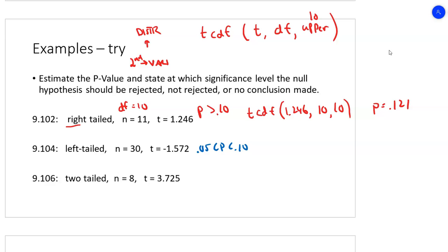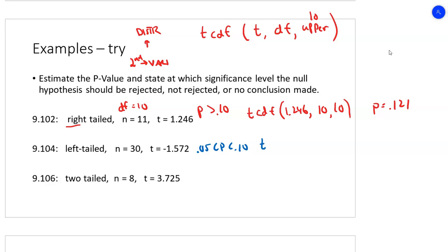All right, so if the alpha value was less than 0.05 or greater, then I would reject. If it was greater than 0.10, then I would not reject. If it were in between, then it's inconclusive. How do I do this on the calculator?